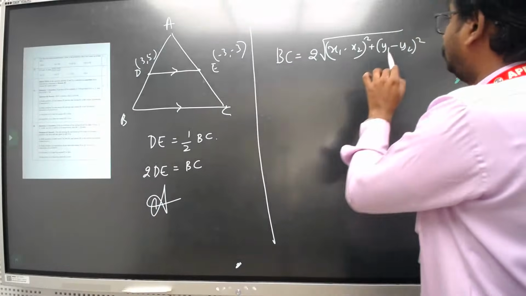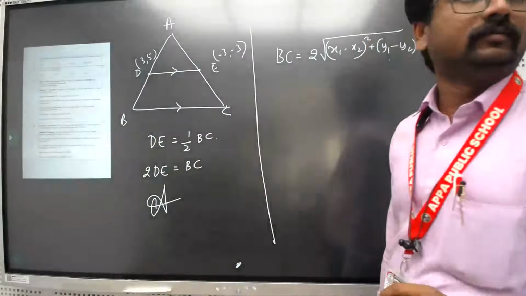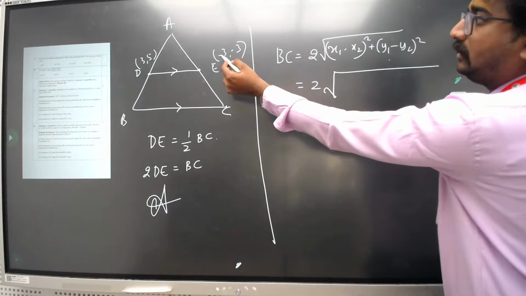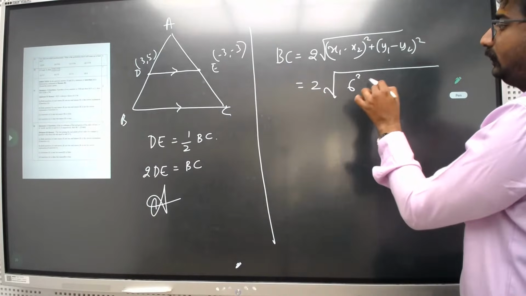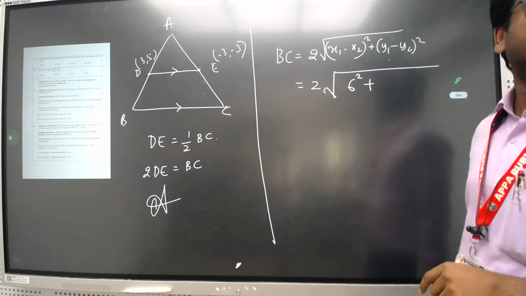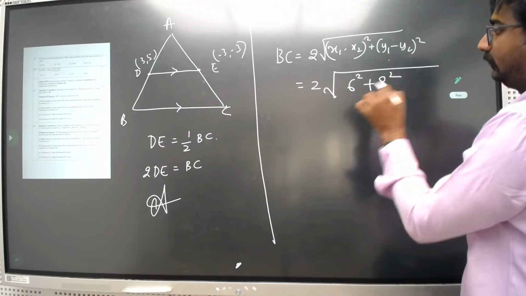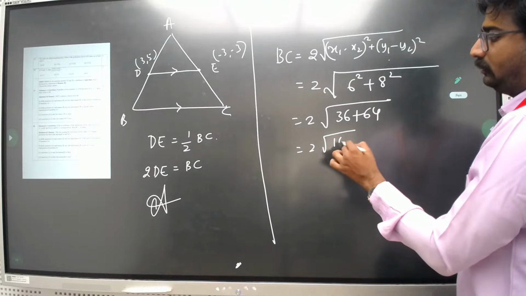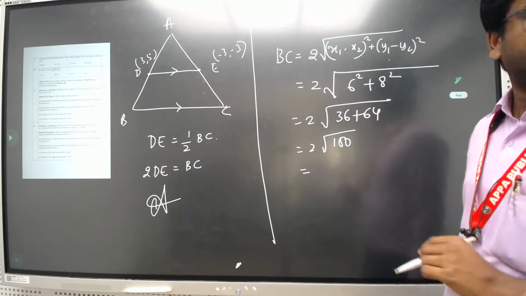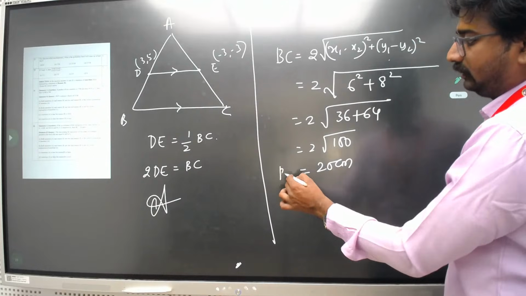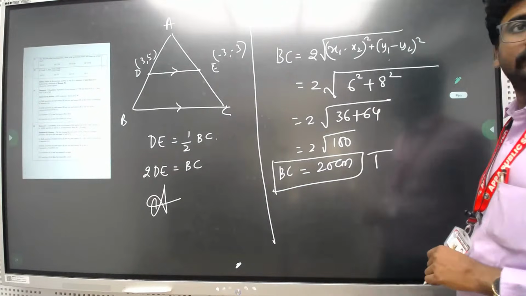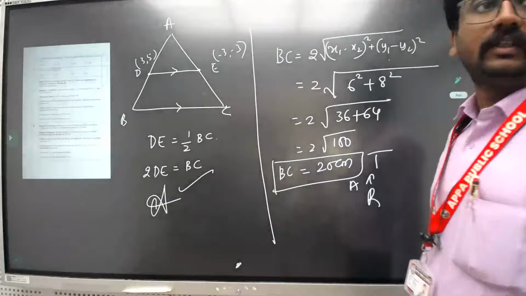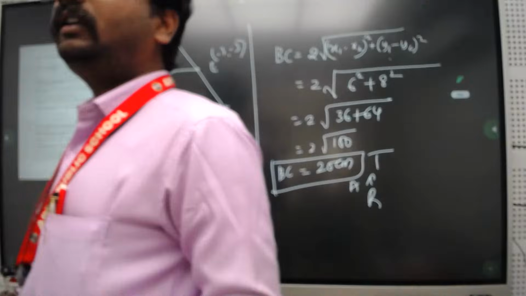A. But we should get this answer, BC 20. So 2 under root, x1 minus x2: 3 minus into minus will become 6 square. 5 minus into minus, 5 plus 3, 8 square. 2 into the square root of 36 plus 64. What is the square root of 100? 10. Twice 10 is 20. Then our answer is, the statement is true and reason is the right explanation for this assertion. So what will be your answer? Option A. So this is your 20 MCQs.